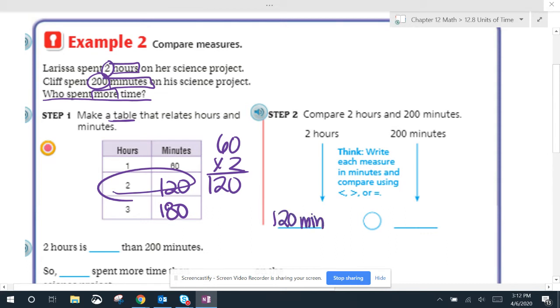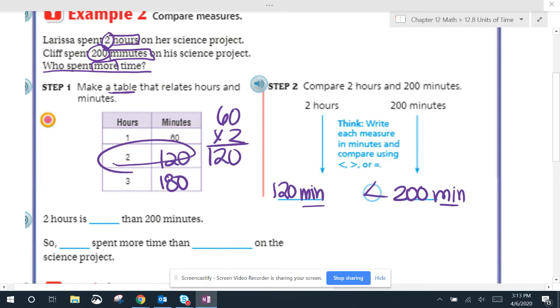And then I'm not changing the 200 minutes. It's the same. So if I'm now comparing them, because they both have minutes as their units, I can actually compare them and decide which one is larger. 120 versus 200. We can easily see that 200 is greater. So who spent more time on their project?